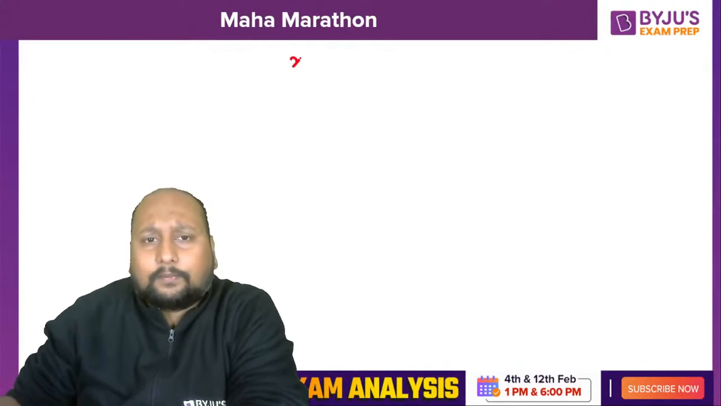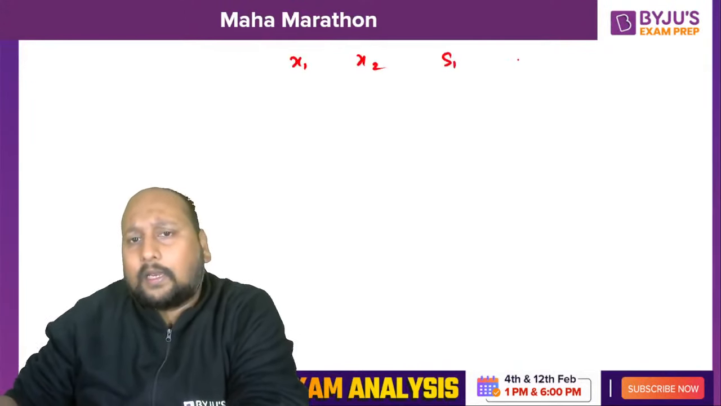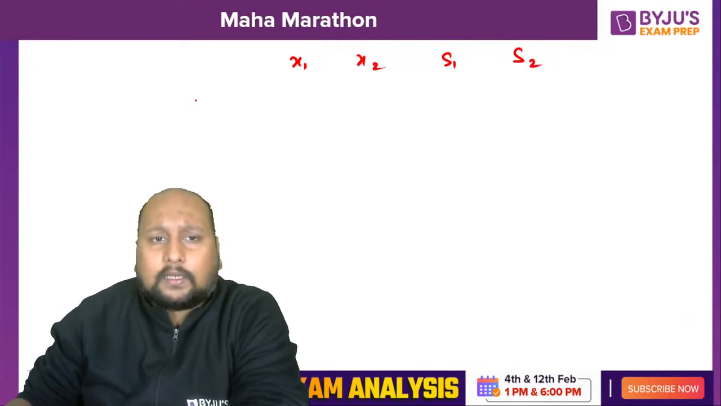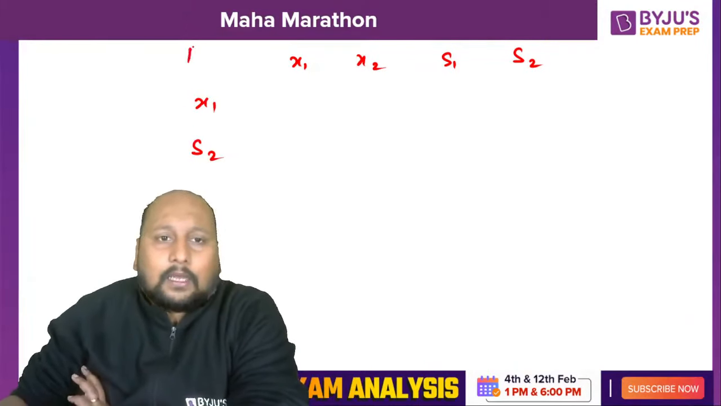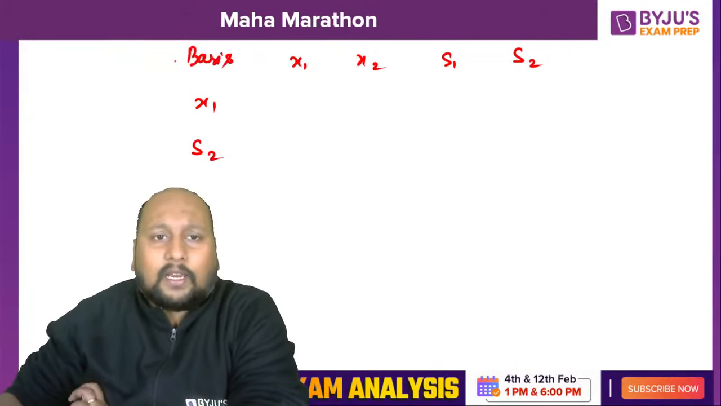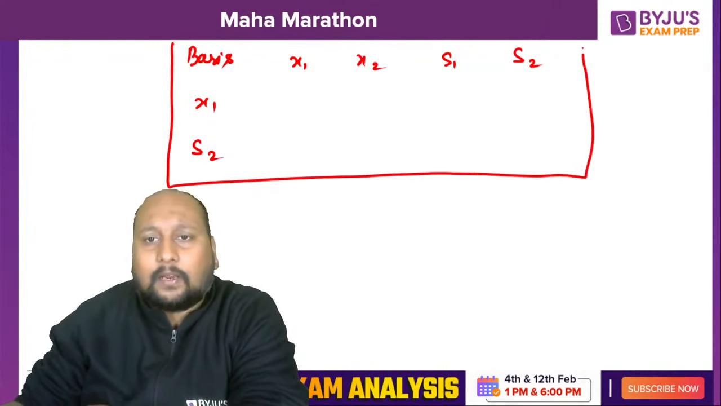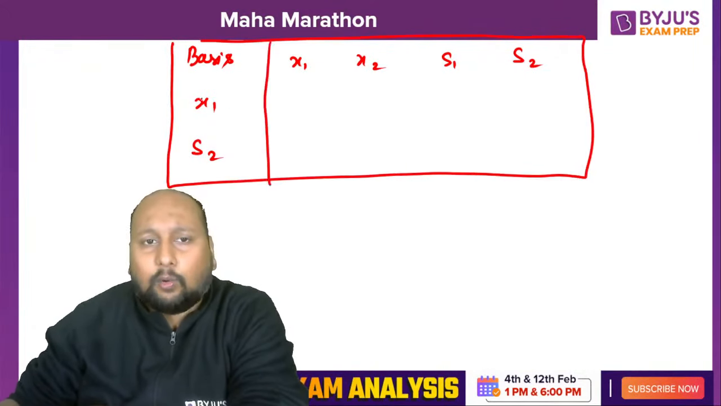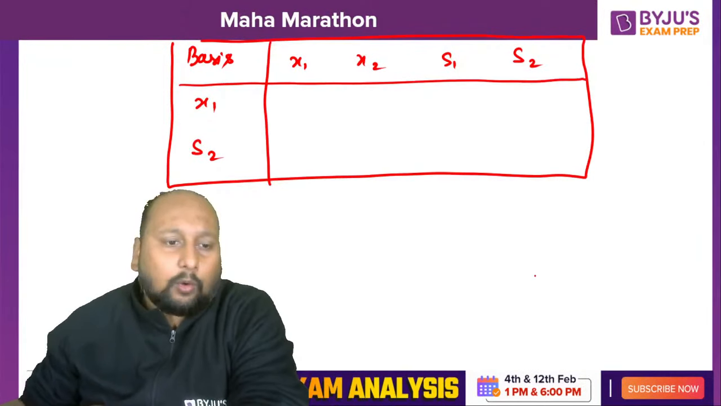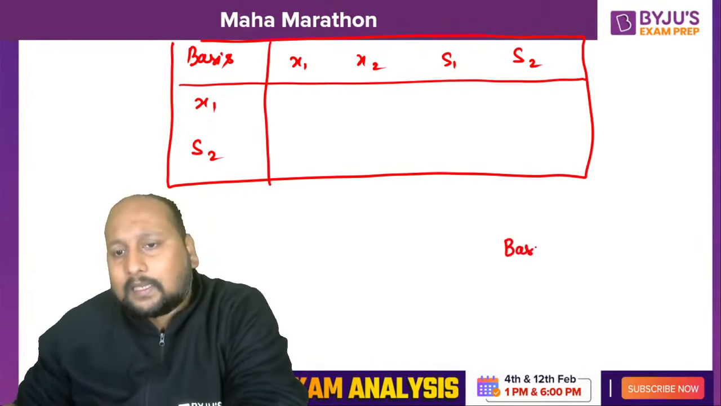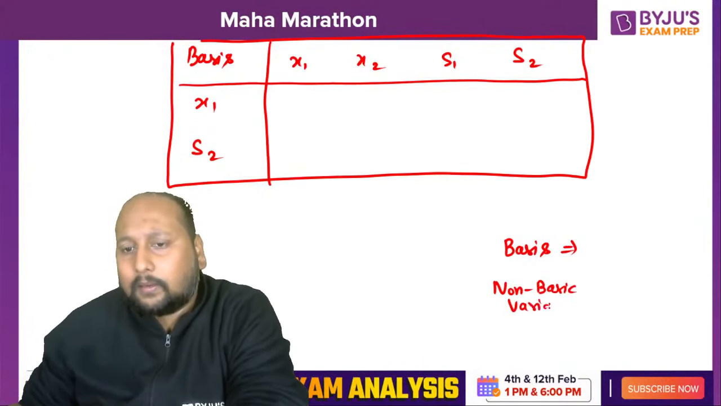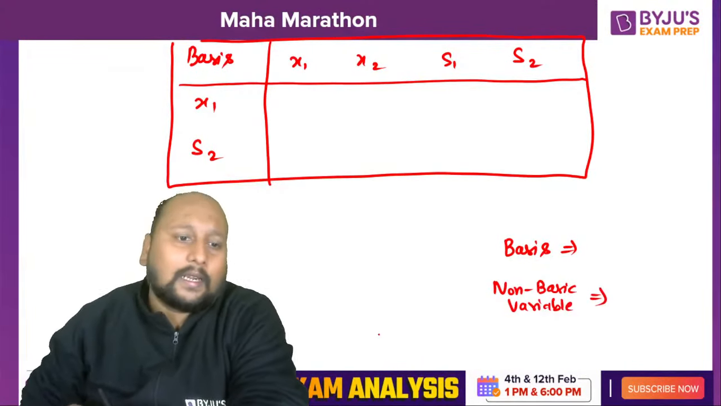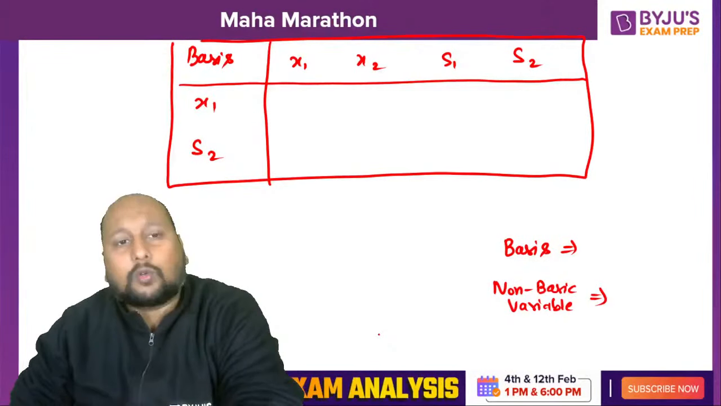But I'll be telling you some key points that you should remember. Let us suppose I'm having x1, x2, s1, s2, right? Let's say this is x1 and s2. By looking at this particular table, can anyone tell me which one is the basic variable and which one is the non-basic variable? Anyone? Because once you're able to understand this, I think you are able to solve any question coming in the examination.